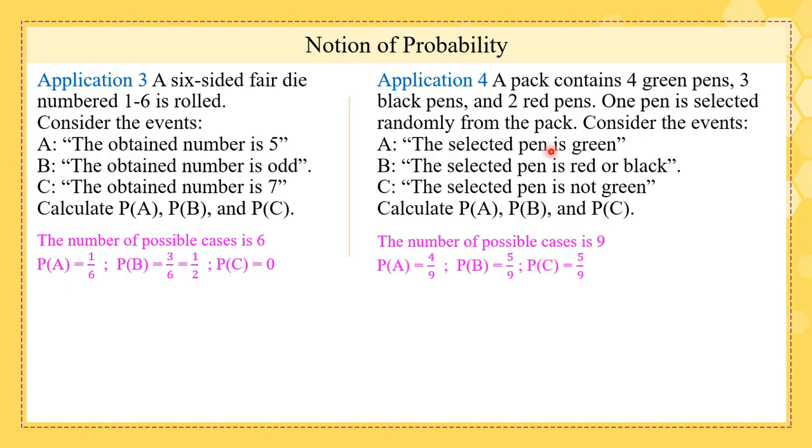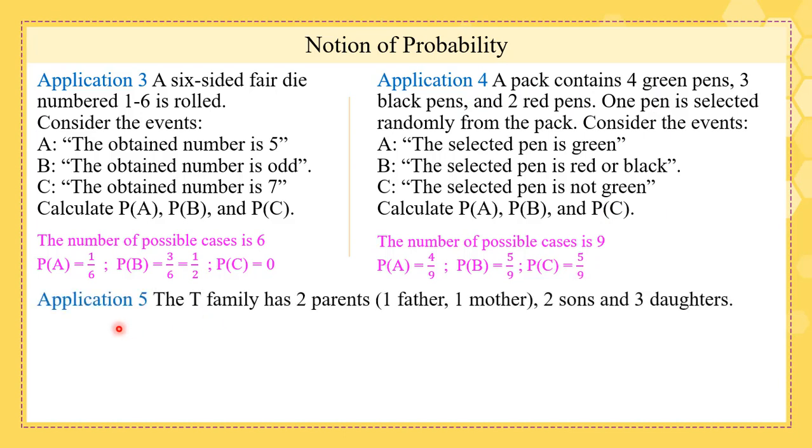P of A, green is 4 out of 9, and P of B, red or black. Well, red or black, we have to add the red and the black. We have 5 over 9. And C is not green. If it's not green, it's going to be either black or red, so it would also be 5 over 9.